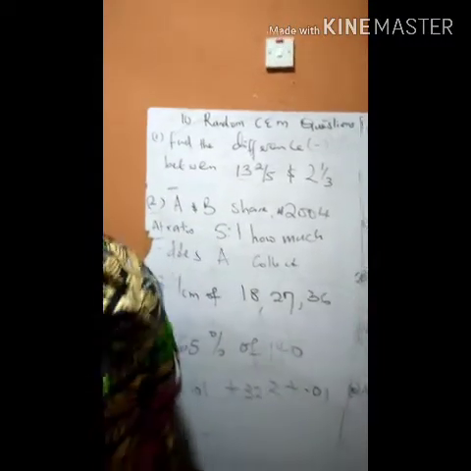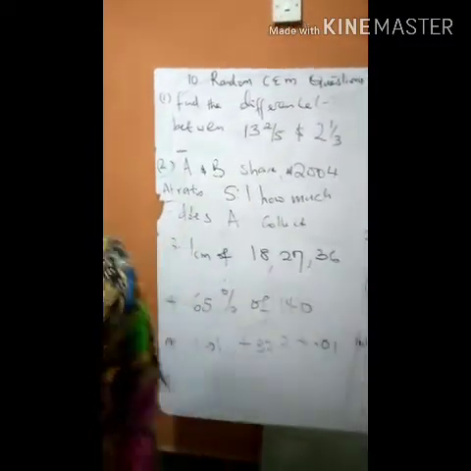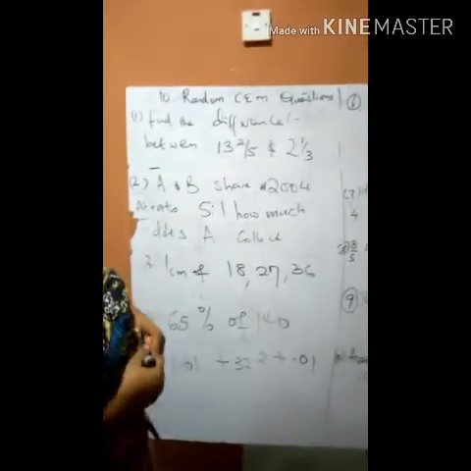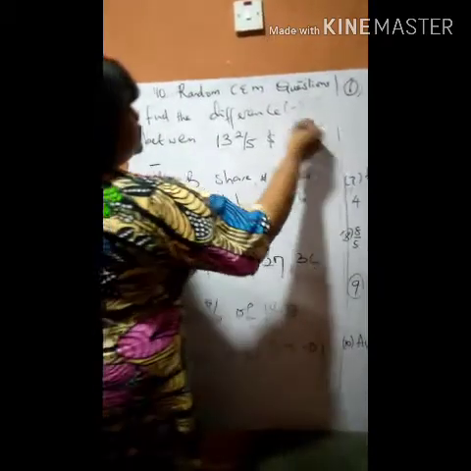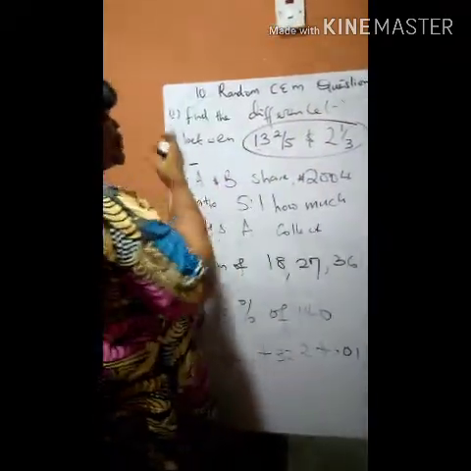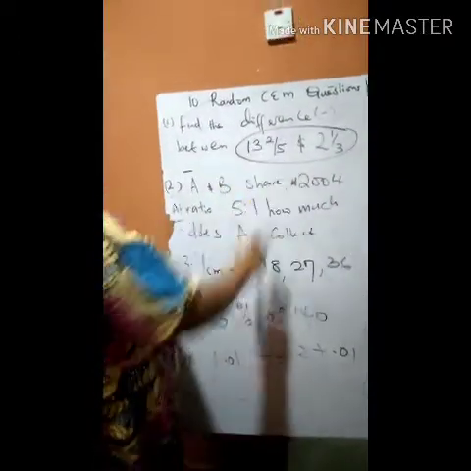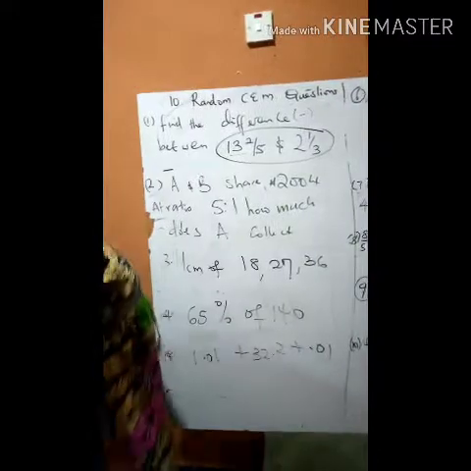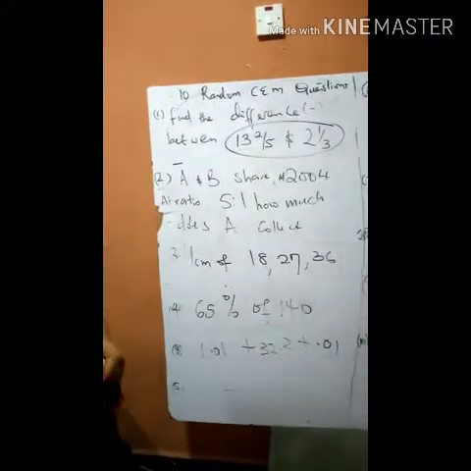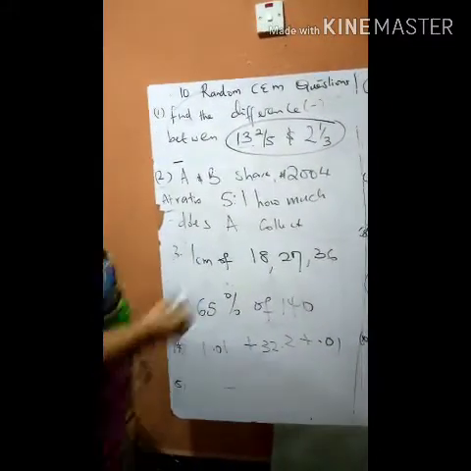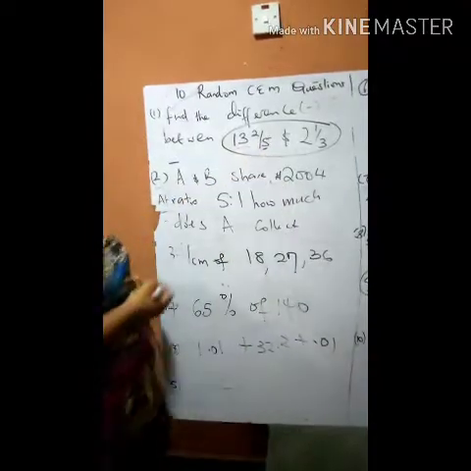We are solving 10 random common entrance maths questions. I'm going to be as fast as possible. The first question says, find the difference between 13 whole number 2/5 and 2 whole number 1/3. This is a question on fractions where the denominators are not the same.